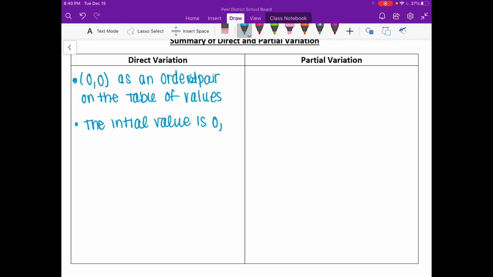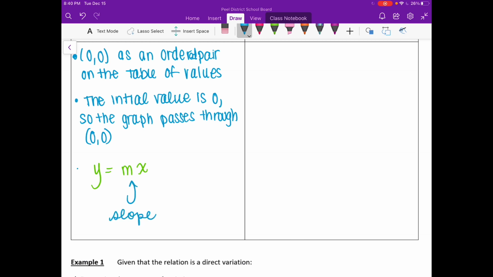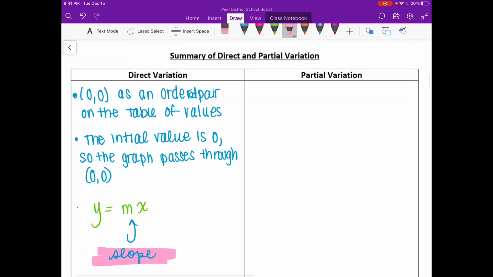The initial value is 0. So the graph itself, as I said already, passes through the origin, and the equation for this often looks like y equals mx, where y represents the y value and m is the slope. Okay, so m represents slope. We talked about that in our last lesson.